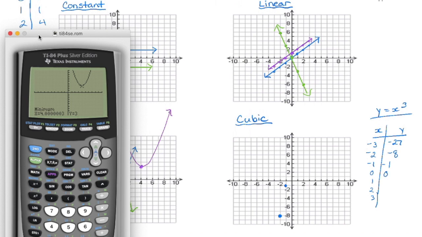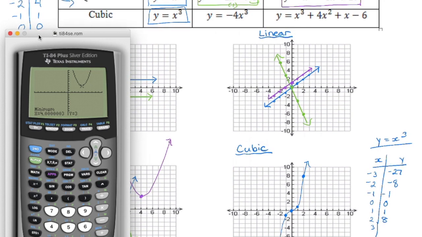0 cubed is 0, right on the origin. 1 cubed is 1. So when x is 1, y is 1. 2 cubed is 8. When x is 2, y is 8. And then when you actually graph this, you can check on your calculator. It makes a nice little dip-de-doo through there. And again, remember, you don't ever want to go straight up and down vertical. It's not a function if you have a vertical line. Okay, so just keep that in mind.